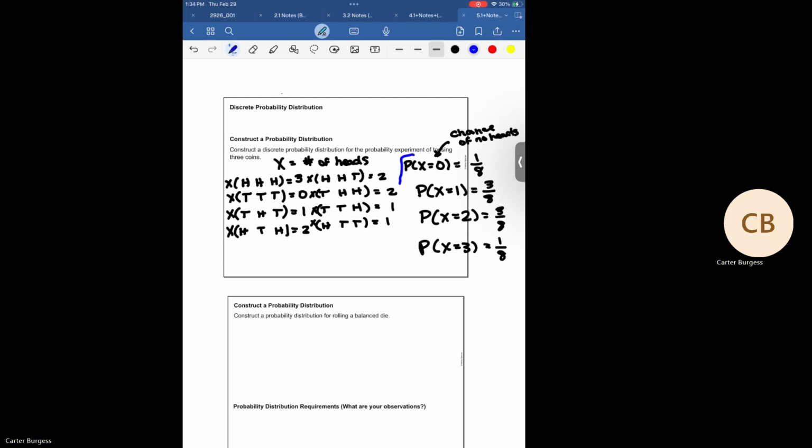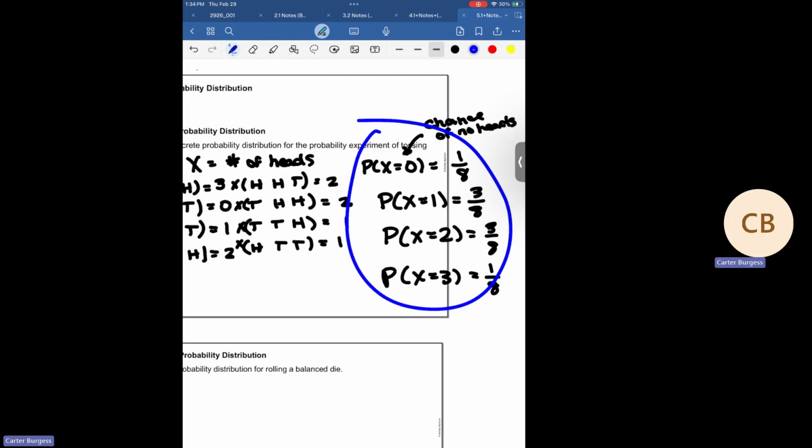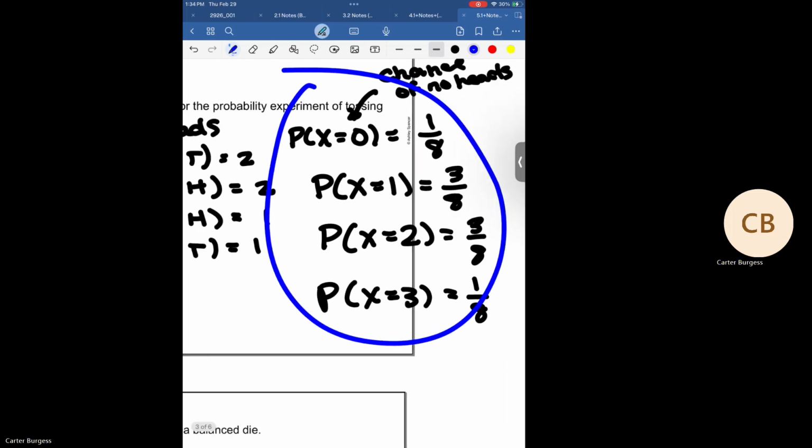No, that is just the PDF for this particular situation. We're not talking about binomial or anything like that. We'll look at specific probability distribution functions later on in this chapter, and we'll talk about the binomial distribution then. But this is just the PDF for this particular scenario.